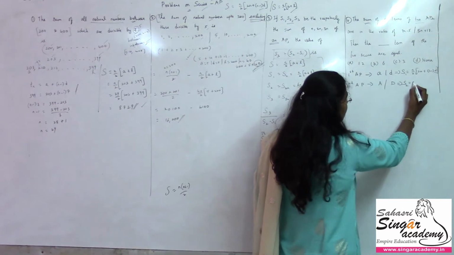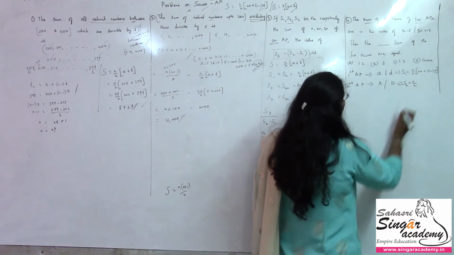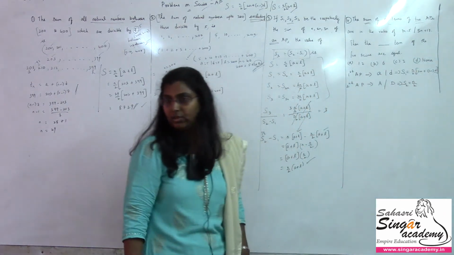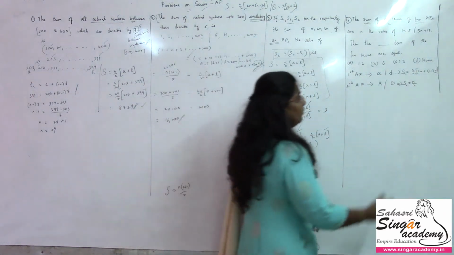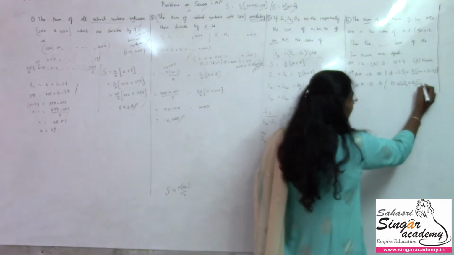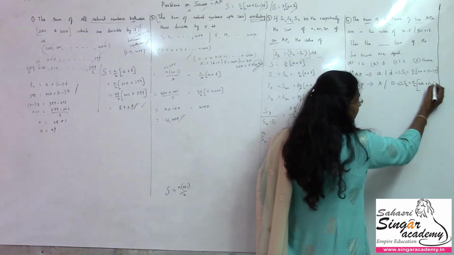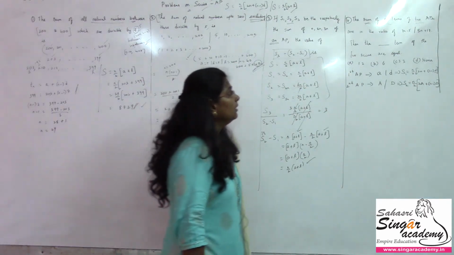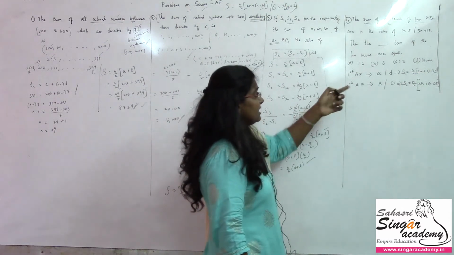So S2 is n by 2 into 2 capital A plus n minus 1 into capital D. It's about n terms now, so I need not use small n and capital N. Hope this is okay. Then the nth terms of the two series are equal.